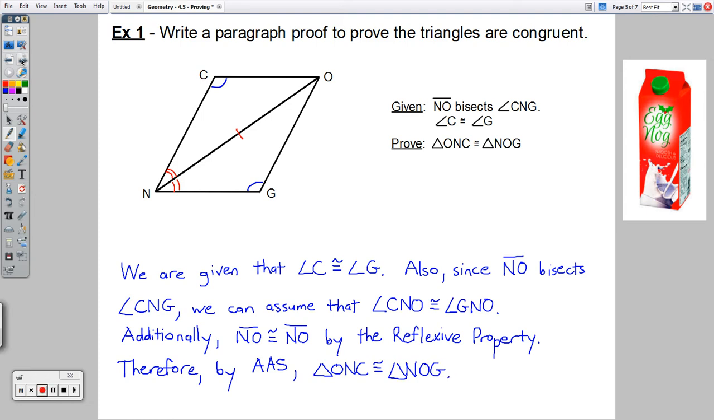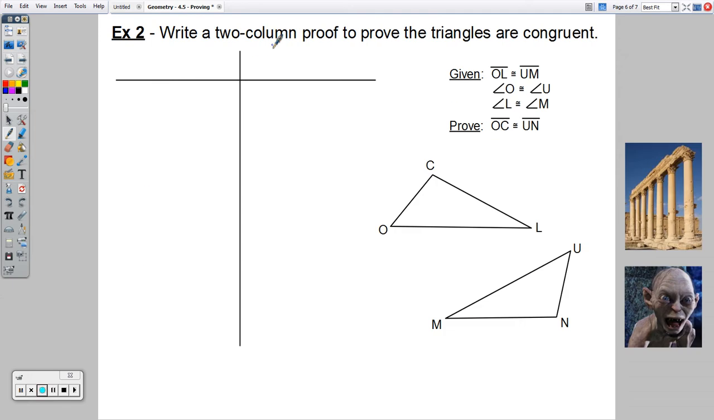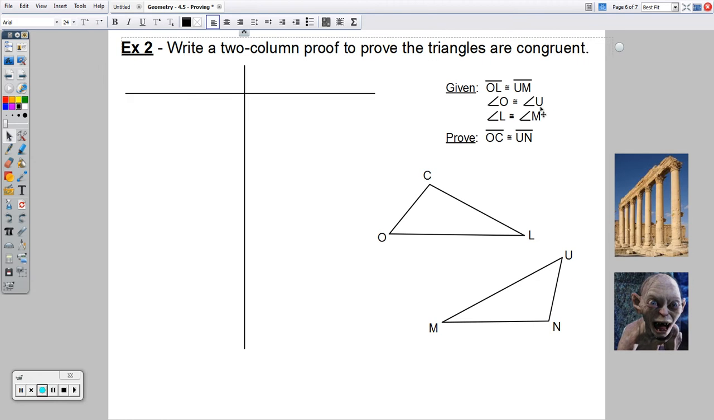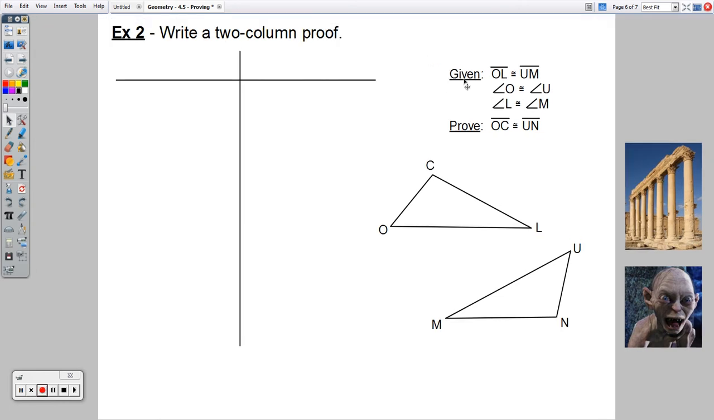So moving on to example 2 at this point. We're at a 2-column proof. Actually, I want to change this in your notes: we're not proving that triangles are congruent. Notice what I have down here. I'm trying to prove that these segments are congruent. So I'm just going to say write a 2-column proof. I think that's a better way to say that in this one. So that'll be changed in your notes.